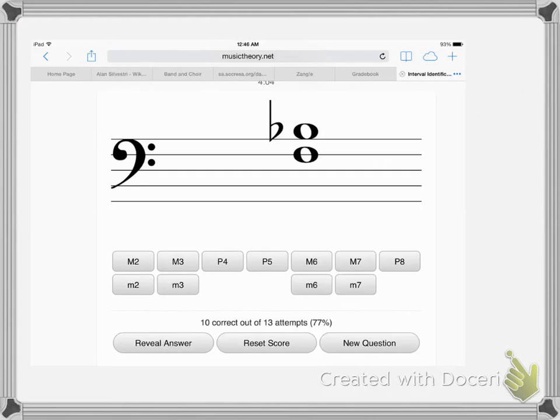This is, if you look at it, a line to a space. So 1, 3, plus 1 more is 4. So you know it's a fourth. Nothing in the key signature.